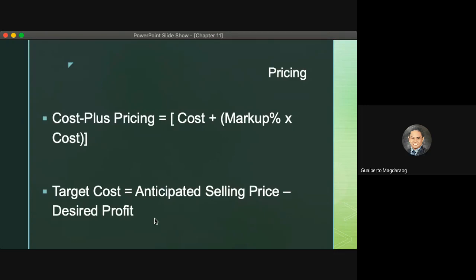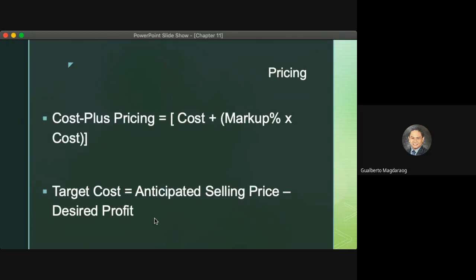Naman target costing, magsiset ka ng desired profit mo. So, the anticipated selling price minus yung desired profit mo, whatever is the difference, that is your target cost. And what does it mean? Ibig sabihin hanggang doon lang yung cost mo. Pag nag-go beyond dyan sa target cost mo, the desired profit will suffer or your selling price will suffer. It's either you increase the selling price or decrease your desired profit.